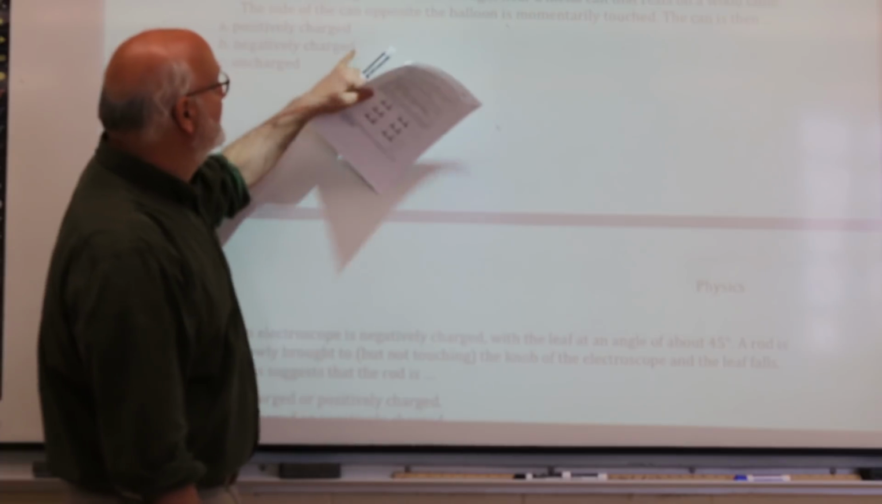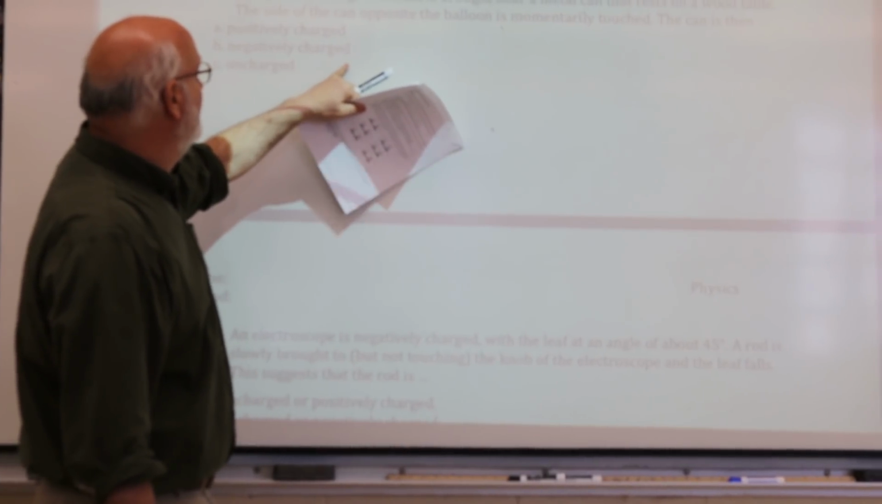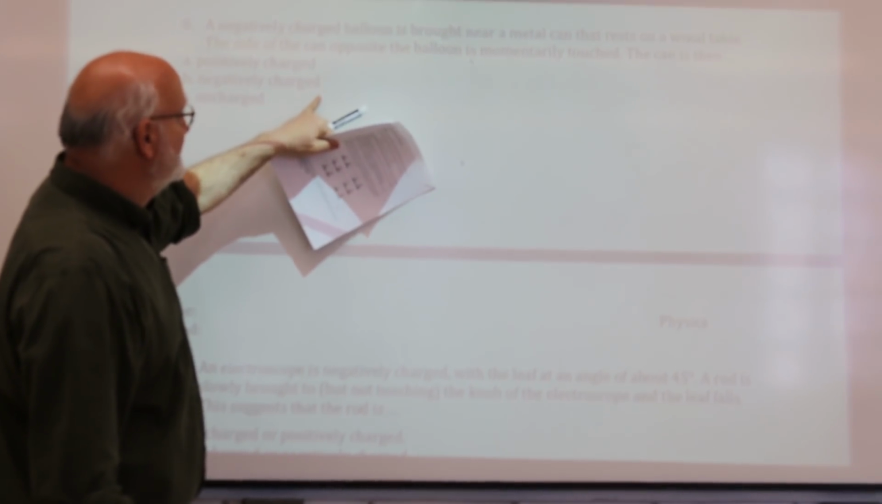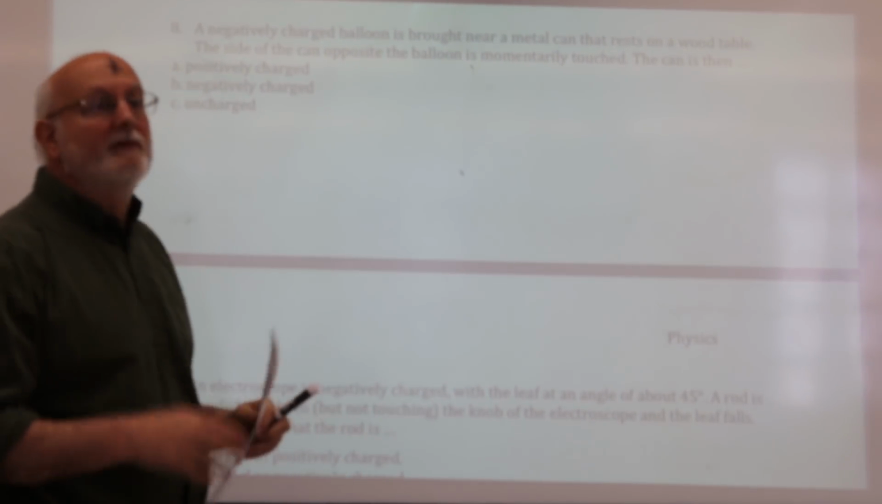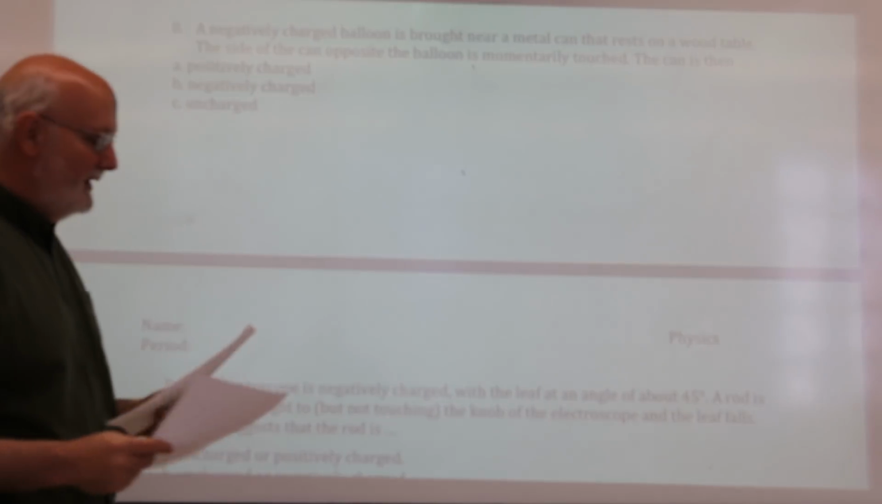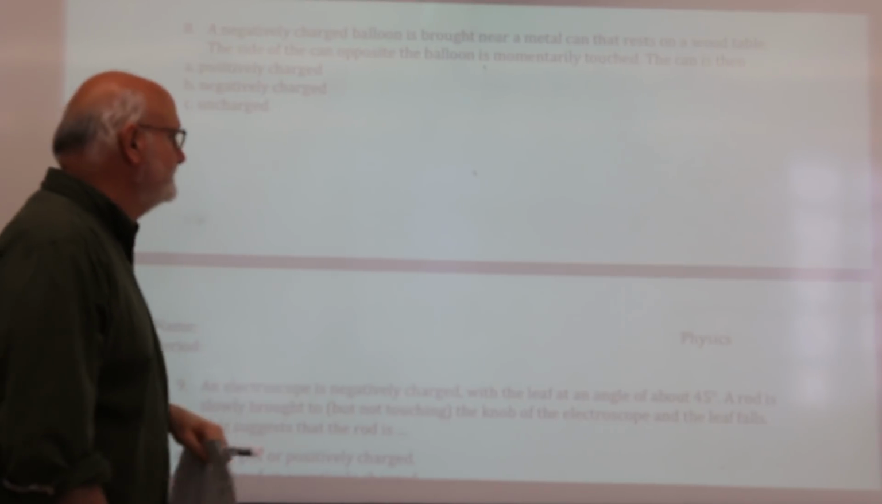Negatively charged balloon is brought near a metal can, rests on a wood table. The side of the can opposite the balloon momentarily touched. The can is then. Let's get the sub to turn this off just for a second, and then we will come back to it.